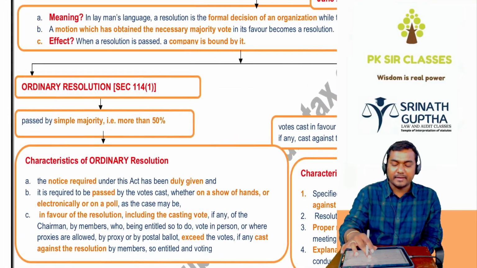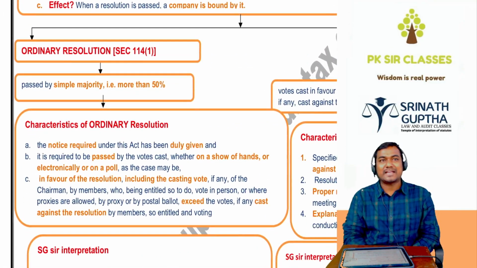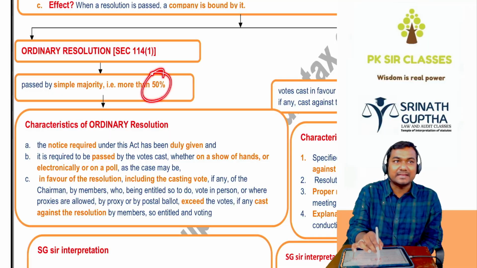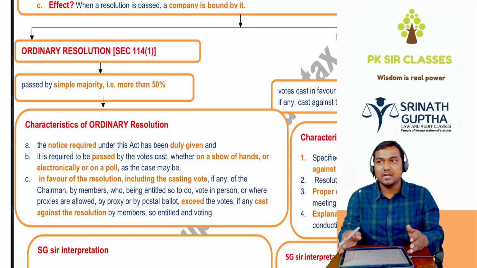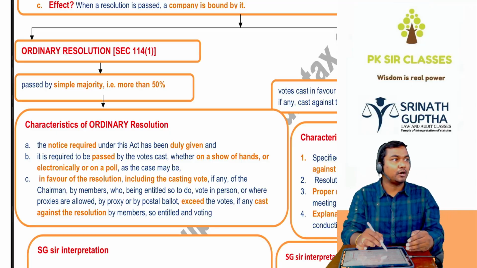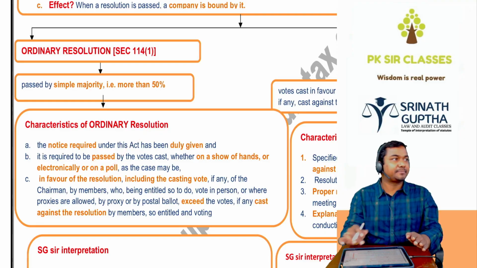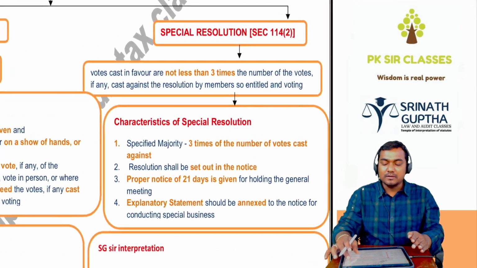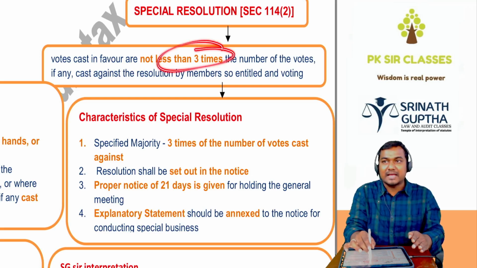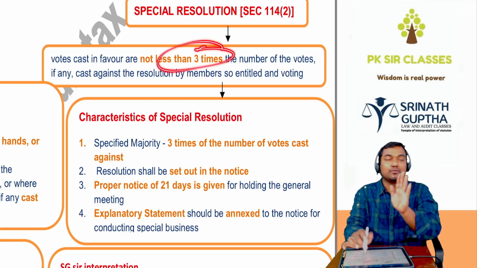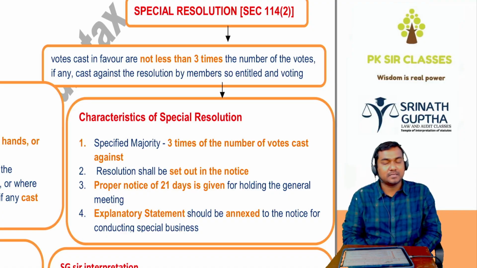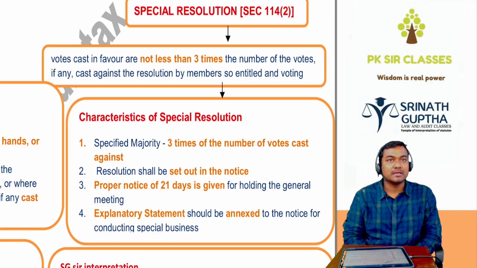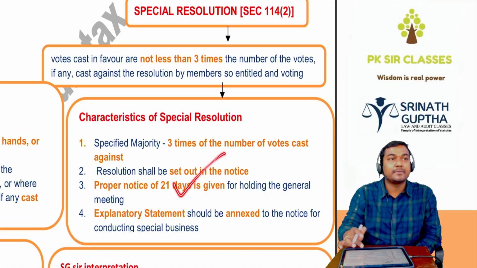First one, what is the ordinary resolution? Votes cast in favor should be more than the votes cast against. 50 plus. 50 means tie, equality. Out of 100 members, 50 plus have to approve the proposal. This is called an ordinary resolution. Generally, it doesn't require any explanatory statement. And votes cast in favor should be 3 times the votes cast against, that is 75 or more than 75. This is called a special resolution. Out of 100, 75 or more than 75% of the people have to approve the proposal. Generally, it requires an explanatory statement also. Generally, we use the special resolution for special business. Which business?